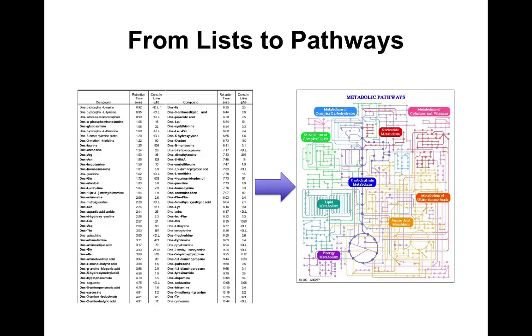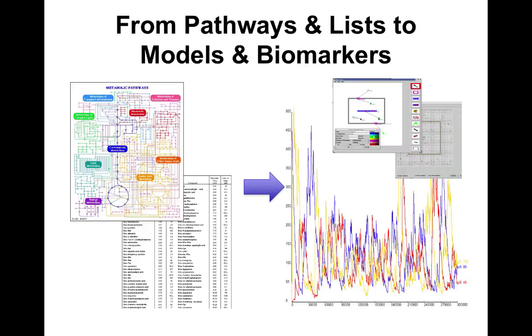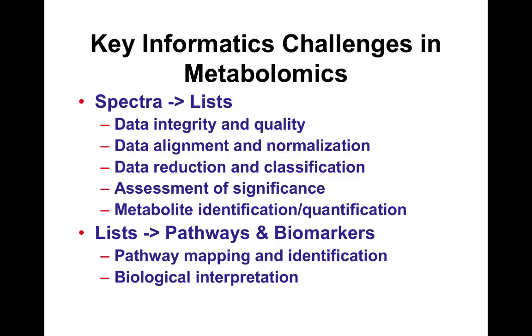After you go to your lists, the next thing is to try and interpret them. That is, to go from lists to pathways, or to significant compounds and their association with pathways. We'll talk about that later today. And then also from those lists to models or to biomarkers, and we'll also talk about that tomorrow. So there are lots of informatics challenges in metabolomics, going from the spectra to lists and lists to pathways. There's assessing data integrity and quality, alignment, normalization, classification, assessment of significance, metabolite identification and quantification. Those things can be in different orders depending on whether you're doing targeted or untargeted metabolomics. And then the lists to pathways and biomarkers involves a lot of biological interpretation, which we'll focus on later today and also tomorrow.